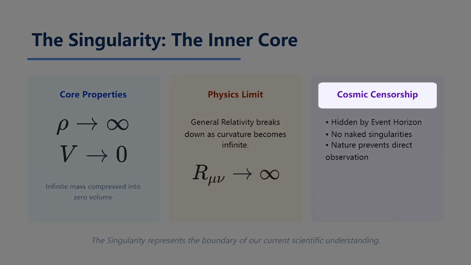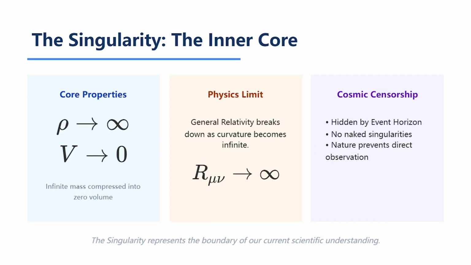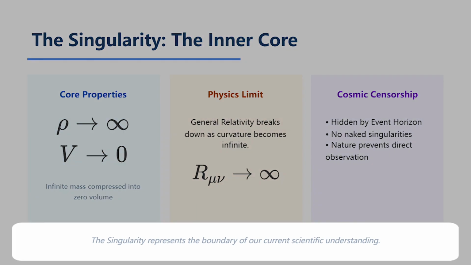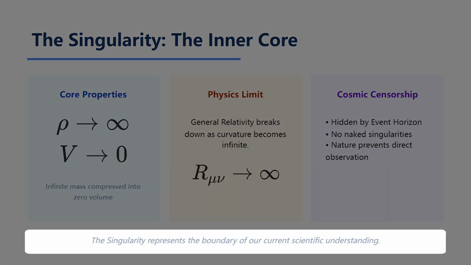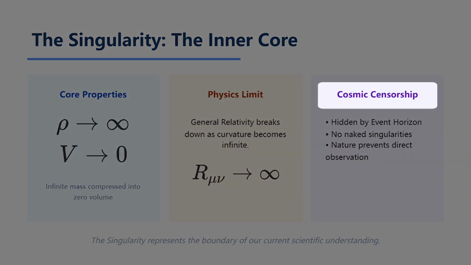Now, why can't we see this breakdown from the outside? This is thanks to cosmic censorship. Nature seems to insist that singularities remain hidden behind the event horizon. This protection ensures that the naked singularity and its unpredictable physics can't affect the rest of the universe. Ultimately, the singularity represents the absolute boundary of our current scientific knowledge. It's the ultimate mystery box. Next, we'll dive deeper into why this abyss stays so well hidden from our telescopes.